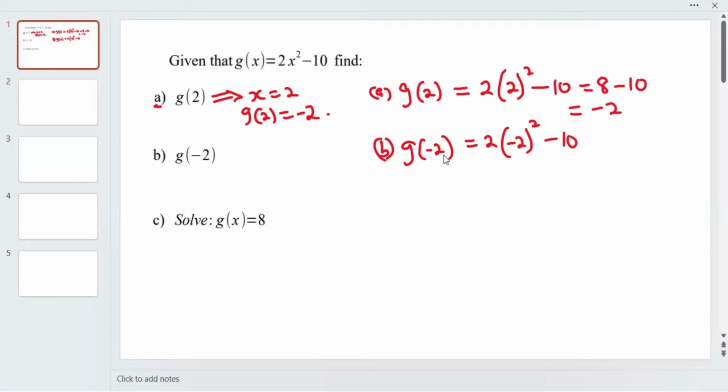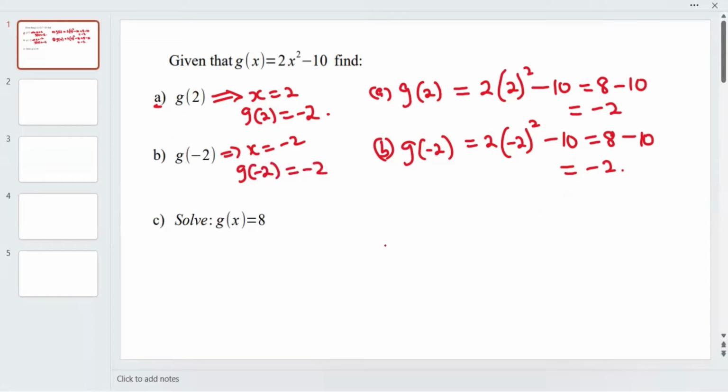4 times 2 will give us 8. And once again, this is 8 take away 10, and 8 take away 10 is minus 2. So it means that when x equals minus 2, g of minus 2 is minus 2.